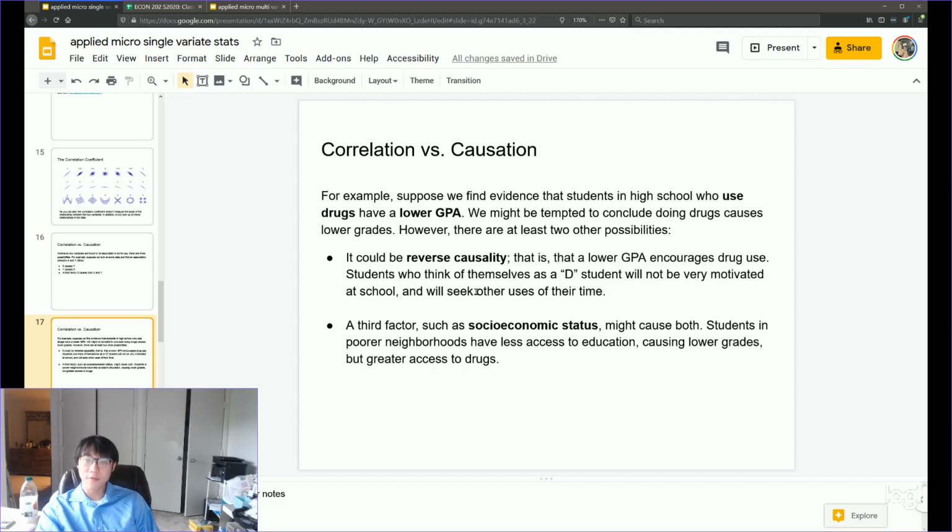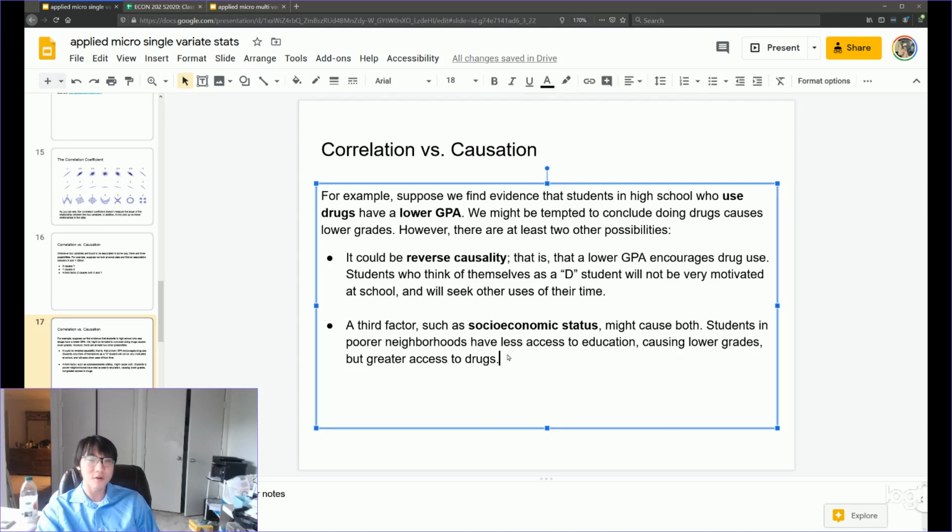Or it could be a third factor causing both. And in fact, this possibility is very common. For example, that third factor could be something like income. We know that students who are from poorer neighborhoods usually have less access to education, which would obviously result in lower grades, but potentially they might have greater access to drugs. So you're looking at the relationship and saying, maybe drug use causes lower grades. It could have nothing to do with that. It could simply be that you have people of different income levels in your data set, and the people with higher income levels tend to use less drugs and have a higher GPA, and vice versa for the people with a lower income level.